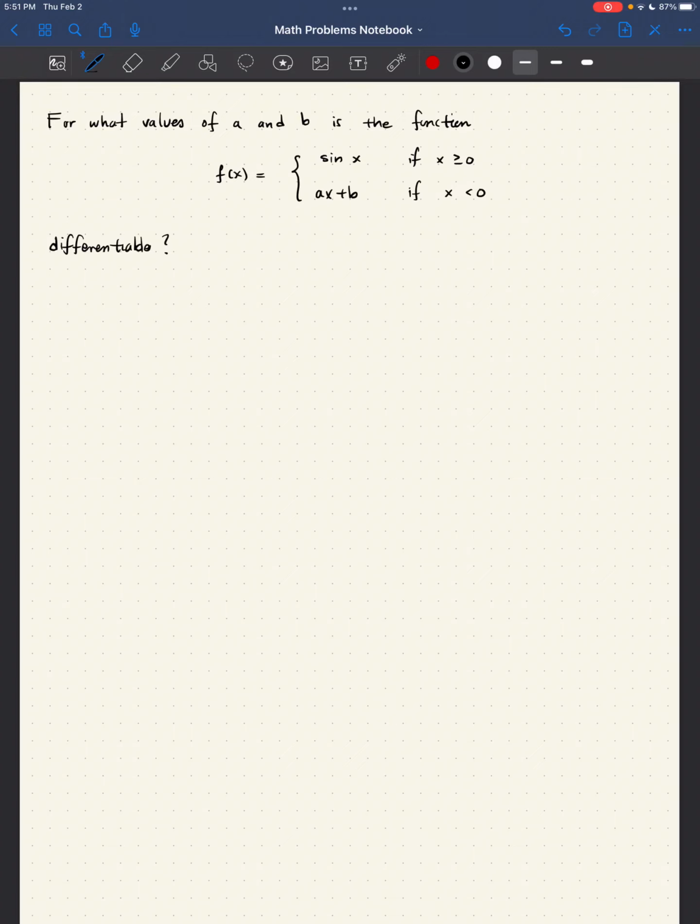Hello. So this time we consider this problem of finding conditions associated with differentiability. So we have here a piecewise defined function, and we would like to know for which values of a and b this function represents a differentiable one.